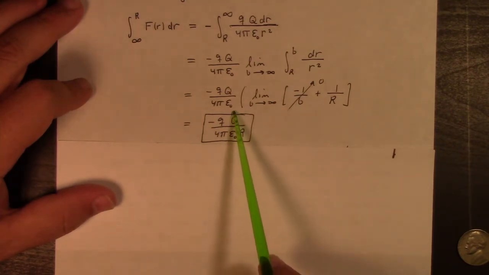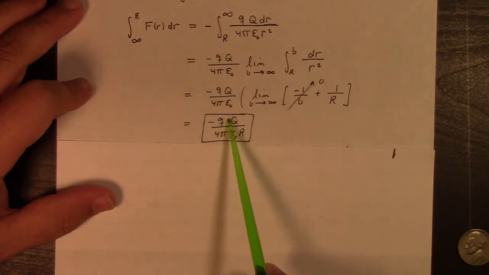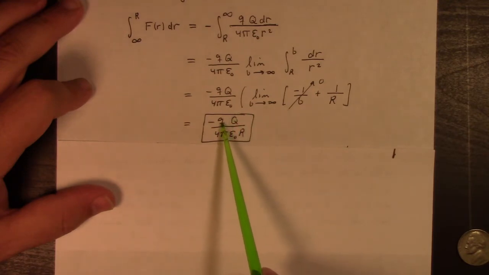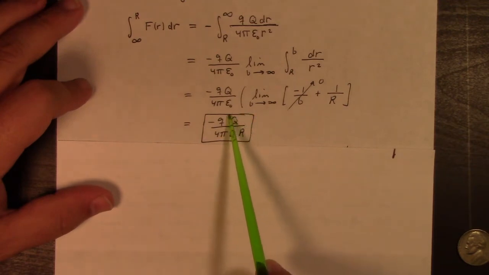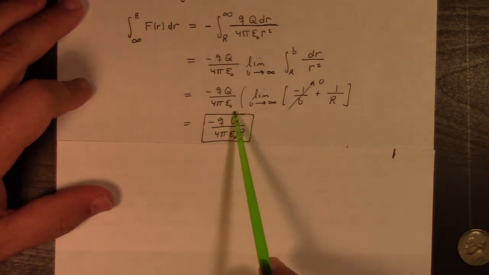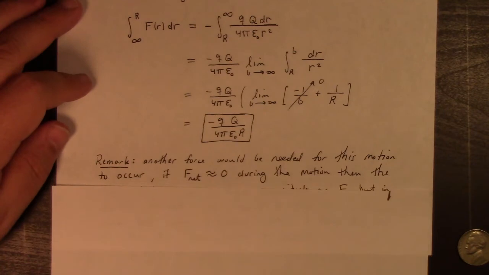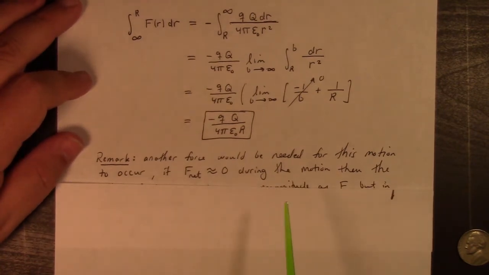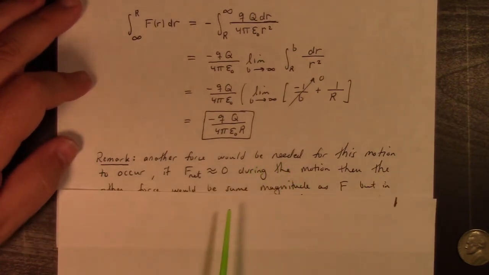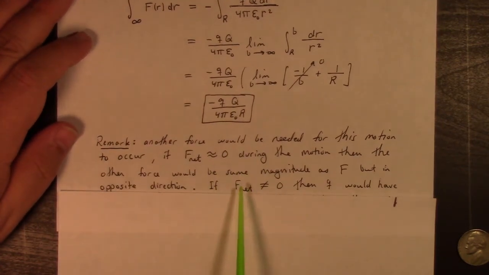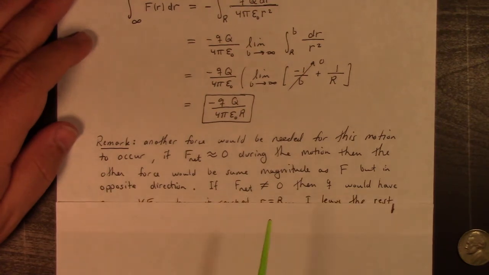You might recognize the Q over 4 pi epsilon naught as the formula for the voltage of a point charge, assuming that the voltage is 0 at infinity. If you didn't know that yet, you'll learn it in another course at some point maybe. But there you go. The work is negative because the force was always opposite the direction of motion. In any event, another force would be needed for this motion to occur. And by the way, if the net force was 0 during the motion, then the other force would be the same magnitude as F, but in the opposite direction.